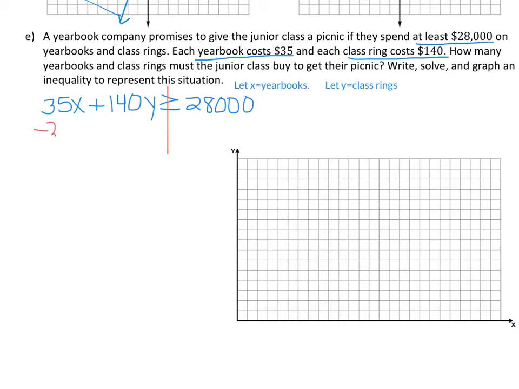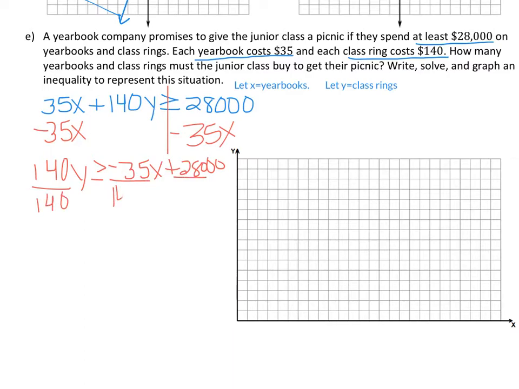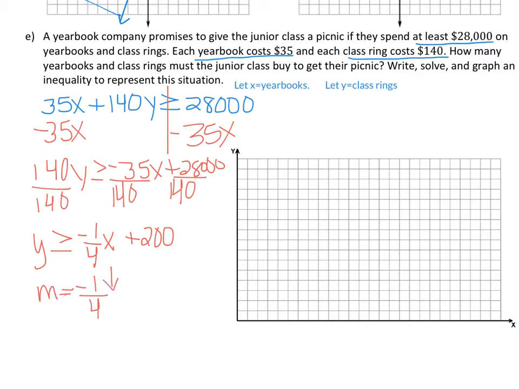I'm going to subtract 35x from both sides. So I have 140y is greater than or equal to, I'm going to put the x term first, negative 35x plus 28,000. Divide everything by 140. And I'm also going to put it in simplest form, so I'm going to use the math frac function on my calculator. Y is greater than or equal to negative 35x divided by 140 is negative 1/4 x plus 28,000 divided by 140 is 200. So here is my inequality in y equals. I know the slope is negative 1/4, which tells me down 1, right 4, and the y-intercept is 200. I also know because I have greater than or equal to that it's got to be a solid line.